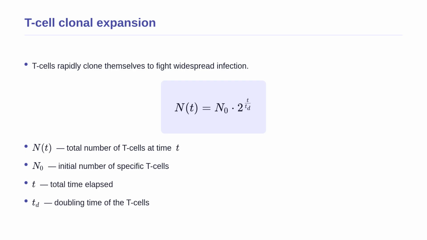In this formula, N of T represents the total number of T cells present at a given time. N0 is the initial tiny number of T cells that first recognize the infection. The exponent divides the total time elapsed, T, by the doubling time, TD, which is how long it takes one cell to divide into two. Physically, if the doubling time decreases, the exponent grows faster, meaning the T cell army multiplies much more rapidly to overwhelm the viral infection.